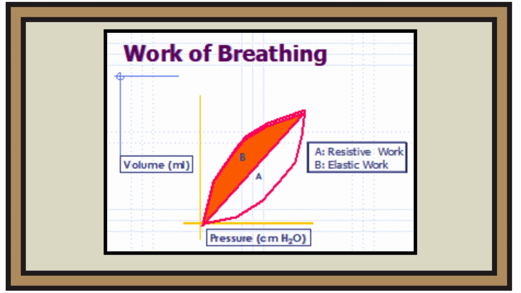The major advantage of a pressure volume loop is that it provides a quick assessment of the elastic as well as resistive work of breathing. Since work of breathing is calculated from the product of pressure and volume, the shaded area represents elastic work of breathing.